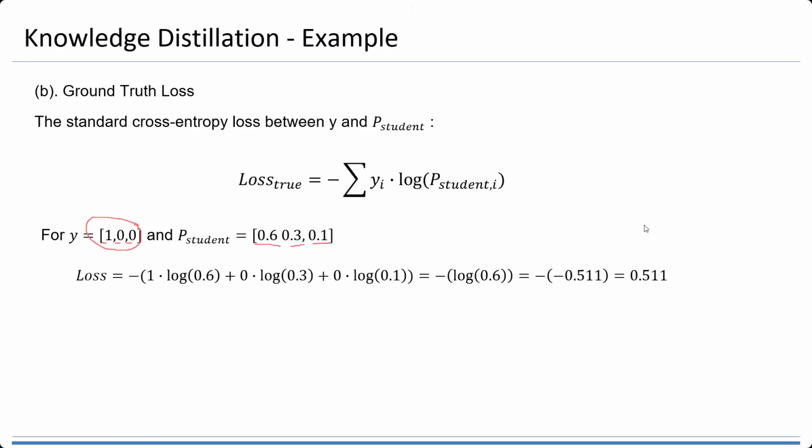Then you can calculate the loss function immediately. We have 1, which is the y_i, multiplied by the log 0.6, plus 0 multiplied by log 0.3, plus 0 multiplied by the log 0.1. Then overall we have minus log 0.6, and we get the loss 0.511.